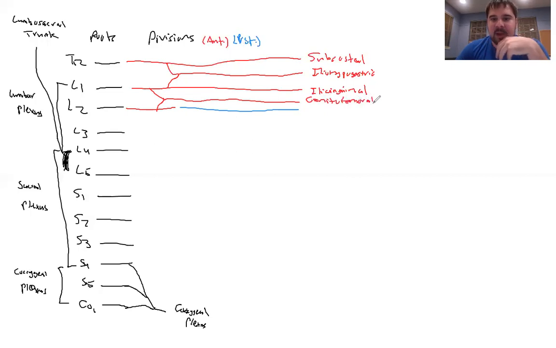Before I move on to any of the other nerves, I just want to point out that these three nerves, their main purpose is to innervate the abdominal wall as well as the genital region. So that's basically what the main job or innervation of these three nerves is going to be: the genital region as well as the abdominal wall.